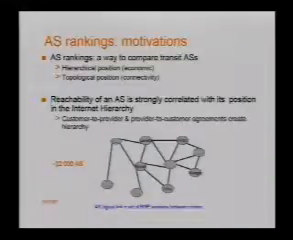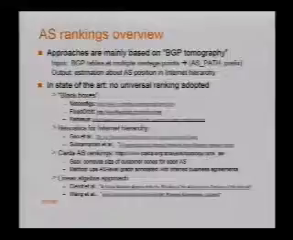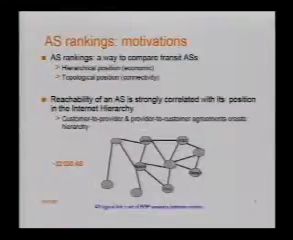So the reachability of those candidate ASs is strongly correlated to the position in the hierarchy. So the customer-provider relationships shape how packets will flow. Oh, I've got an animation, but I think it doesn't work. So this network should be transformed into a pyramid. Okay.